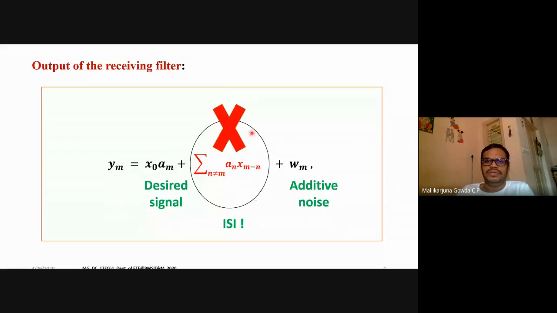Our aim is to eliminate or correct this inter-symbol interference. The third term is due to the additive white Gaussian noise. I hope you can get back to this equation. This is a very, very important equation, the output of the receiving filter.